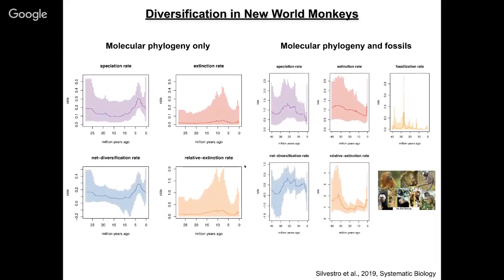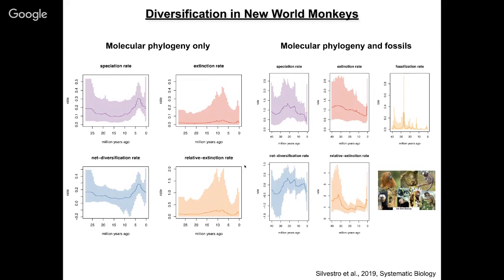So we applied that in a different study that came out a few months ago in Systematic Biology. We looked first at estimating speciation and extinction rates from the molecular phylogeny only. This is what we see on the left-hand side, where we see, for example, that there's some variation in the speciation rate, but basically no variation in the extinction rate. And also, very interestingly, the net diversification rate is always positive.